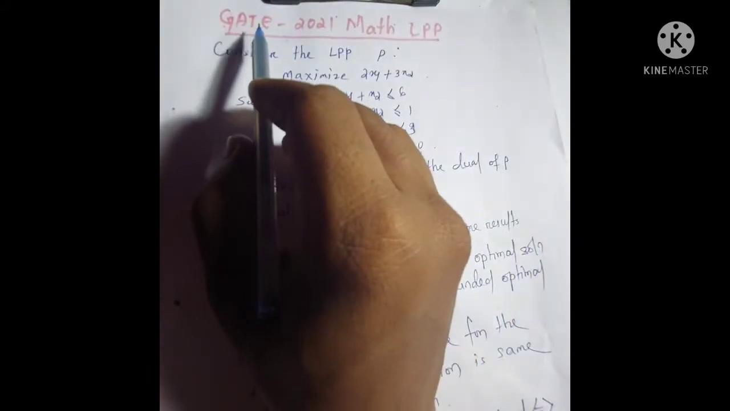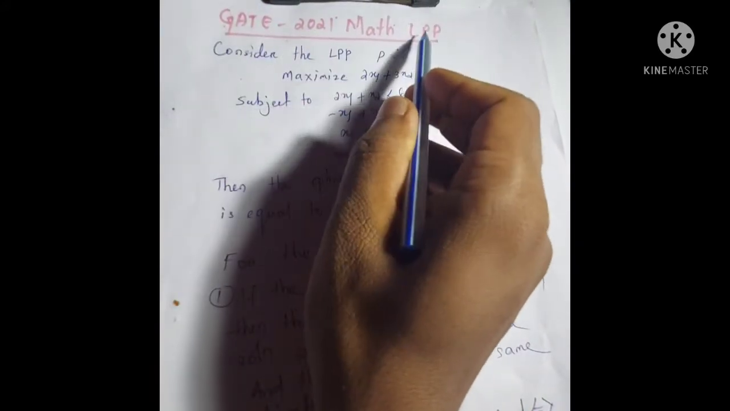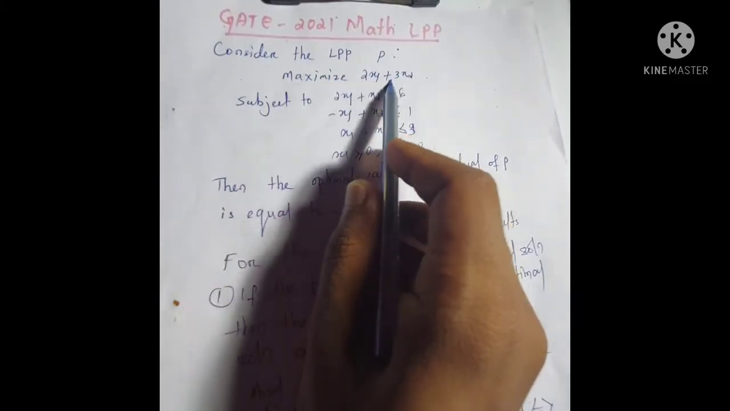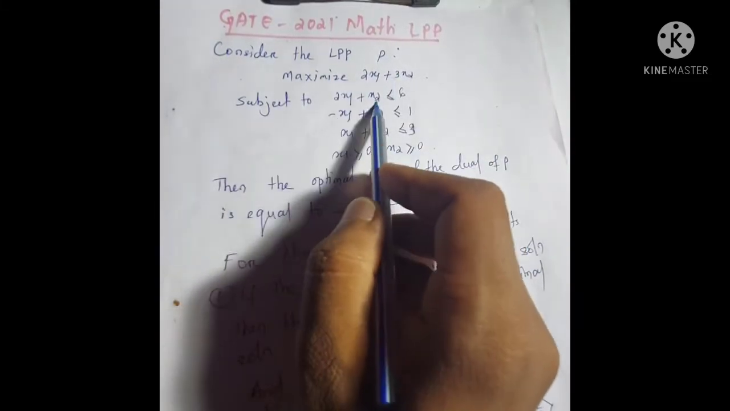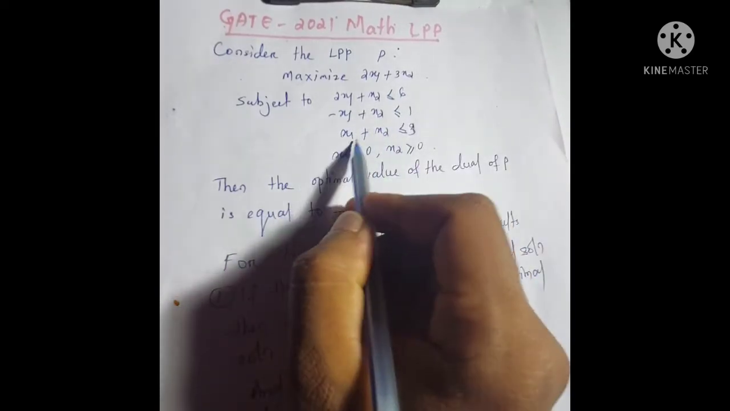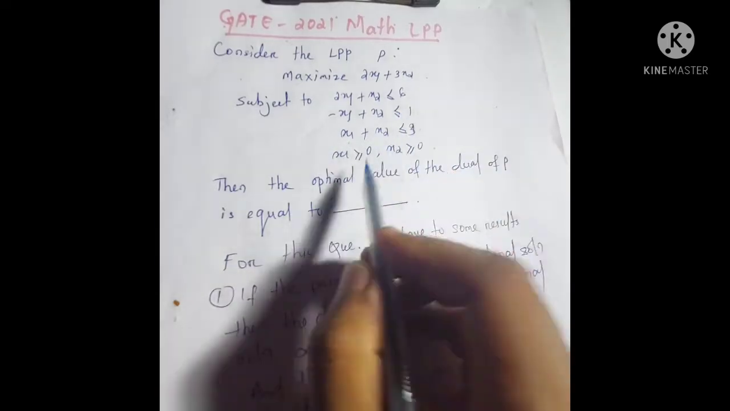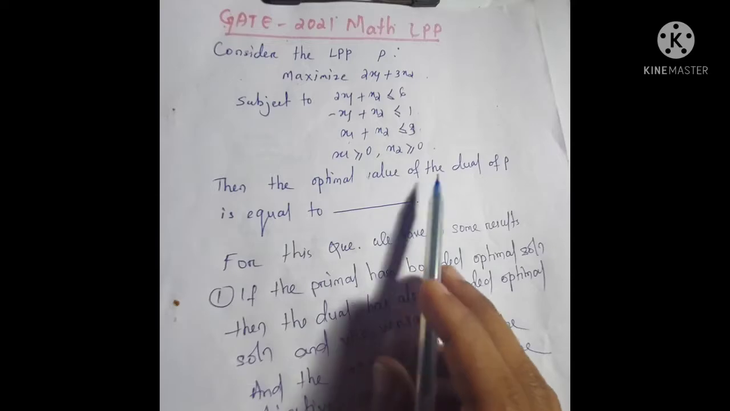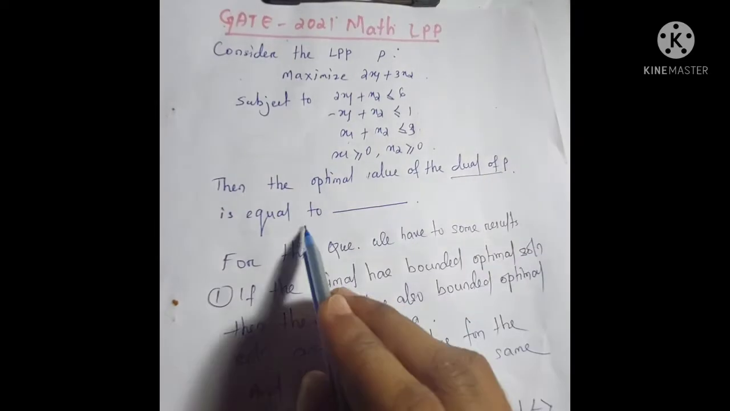Hello, let us solve one question from 2021 Mathematics, a Linear Programming Problem. Consider the LPP: maximize 2x1 plus 3x2 subject to 2x1 plus x2 less than or equal to 6, minus x1 plus x2 less than or equal to 1, x1 plus x2 less than or equal to 3, for x1 greater than or equal to 0 and x2 greater than or equal to 0. Then the optimal value of the dual of P is equal to this.